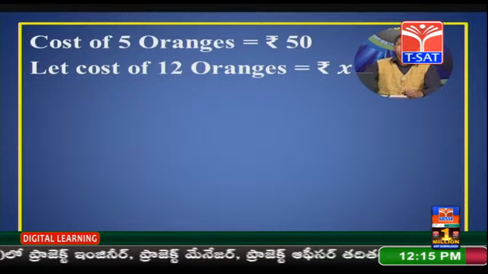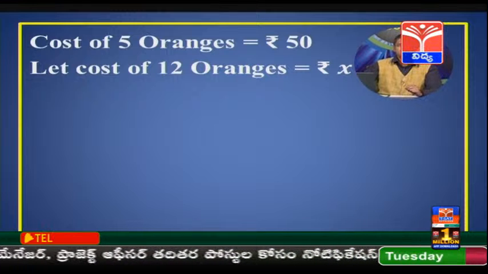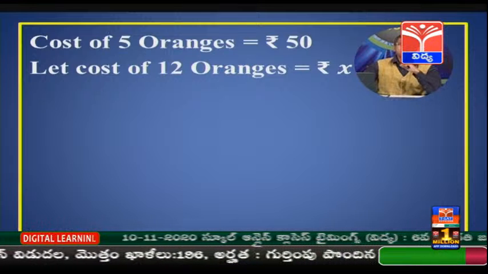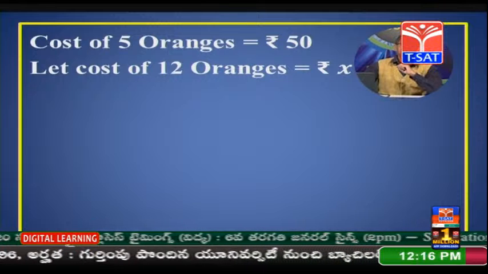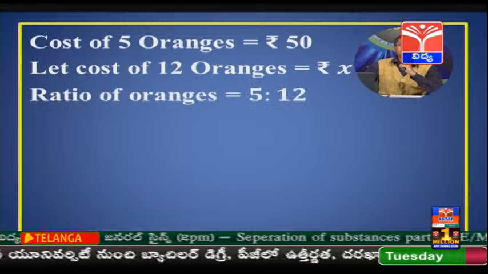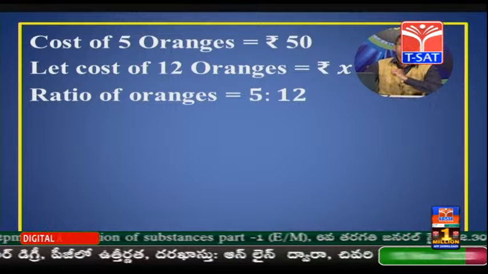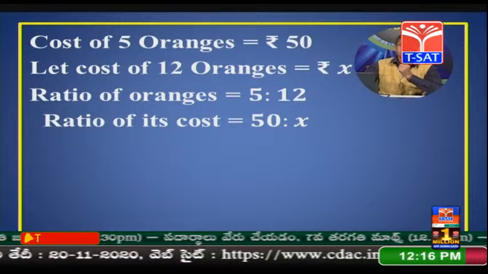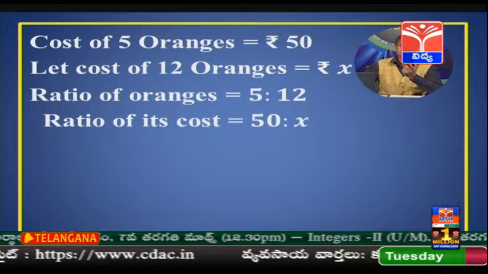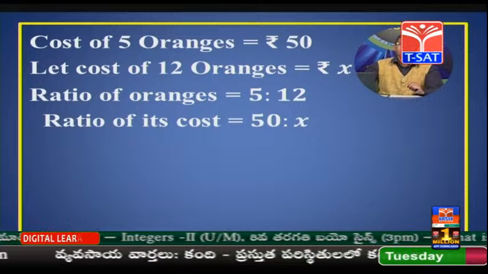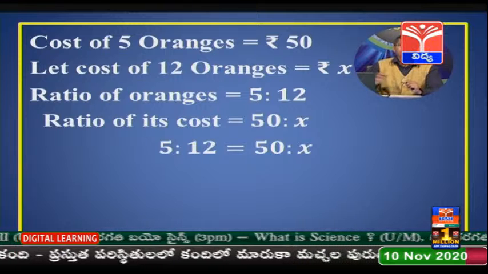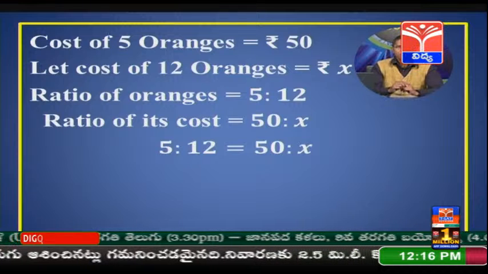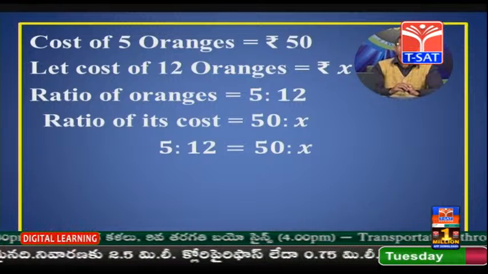So, what is the cost of 5 oranges, children? Yes, it is 50 rupees. Now, we do not know the cost of 12 oranges. So, what we are doing, children? We are assuming the cost as x rupees. Now, what is the ratio of oranges there? Yes, 5 is to 12. Then, let us find out the ratio of their cost. So, for the first one it is 50 rupees. What about the second one? It is x rupees. So, 50 is to x. So, here the number of oranges and its cost both are in proportion. So, that is why we write 5 is to 12 is equal to 50 is to x.